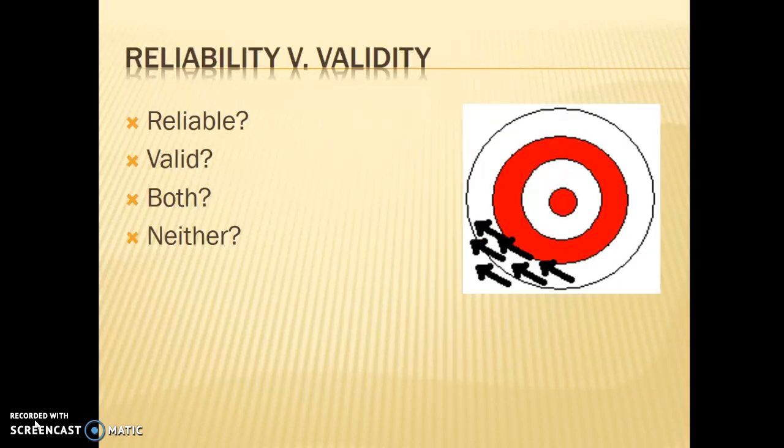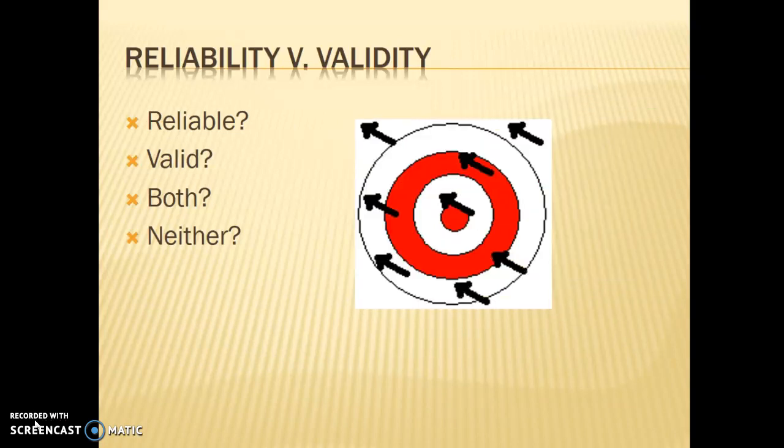So if you're looking at this one, right, the arrows are clustered together. So in this case, they're consistent, which means it's reliable. But is it predicting your accuracy? Because you're trying to hit the center of the target. So the answer, it's not valid, right? It's reliable, but not valid.